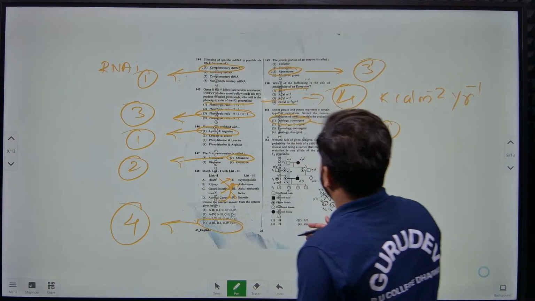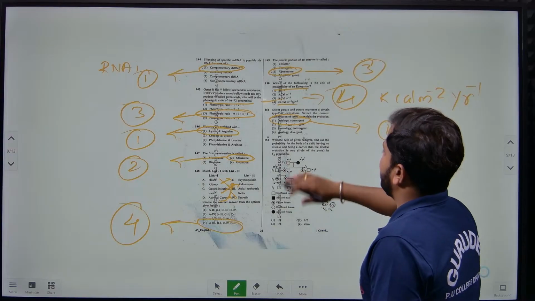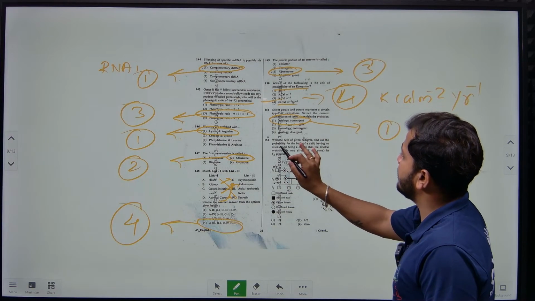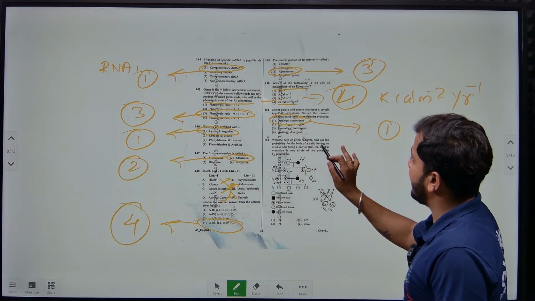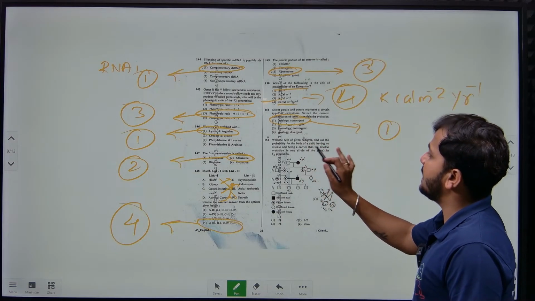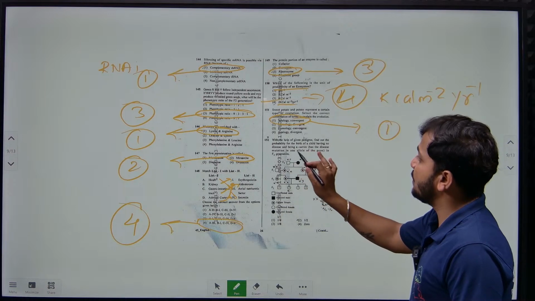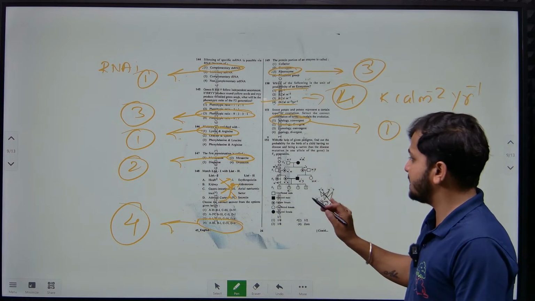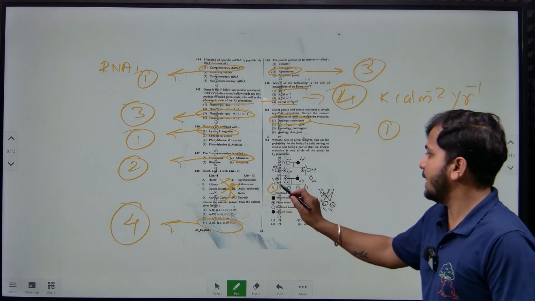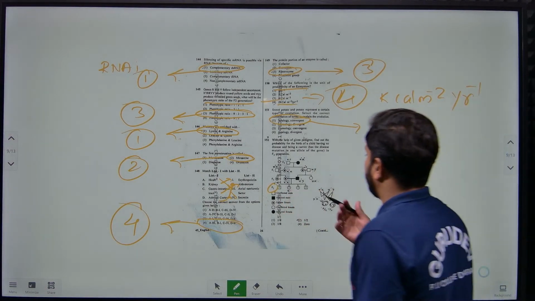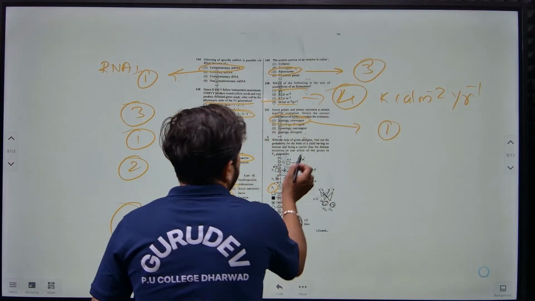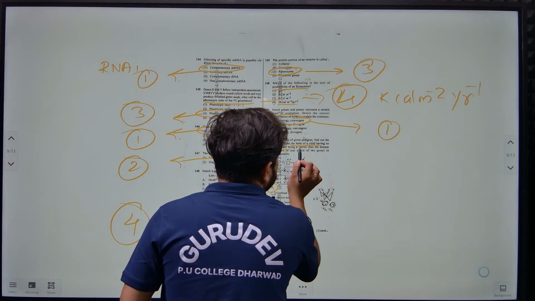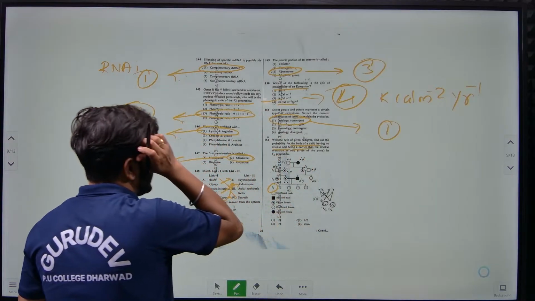Then again, a diagram they have given, mainly a pedigree chart. With the help of the given pedigree, find out the probability for the birth of a child having no disease and being a carrier, that is, having the disease mutation in one allele of the particular gene in the F3 generation. So we have to find out the possibility for the birth of a child having no disease and being a carrier.